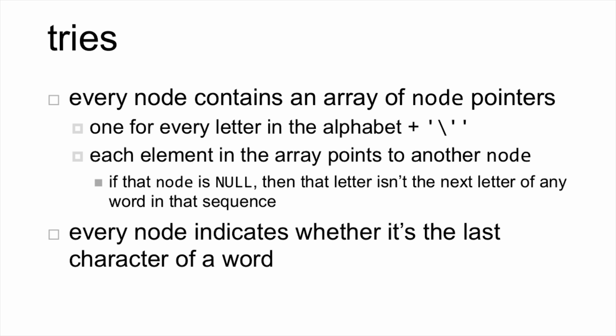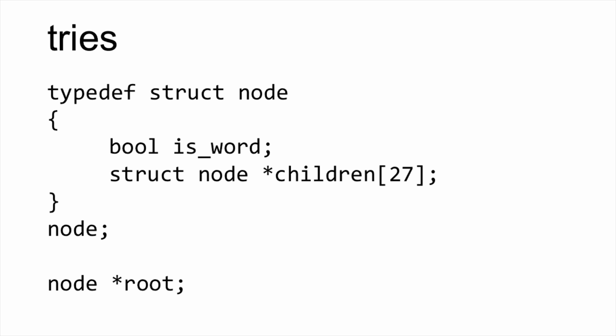Now, just because a letter is contained within the path of the word doesn't mean that it's the end of a valid word in the dictionary. So every node will also indicate whether it's the last character of a valid word in the dictionary. So how do we represent this in a struct? Well, we'll have our Boolean indicating whether the node is a word or not, and then I'll have my array of node pointers. In this case, I'm calling it children.